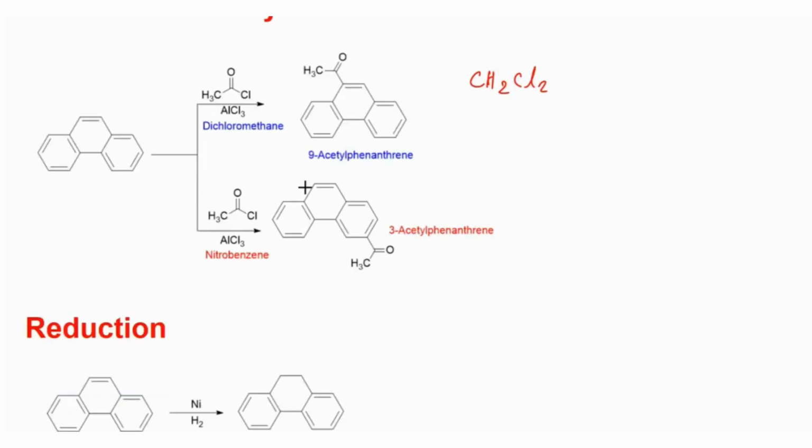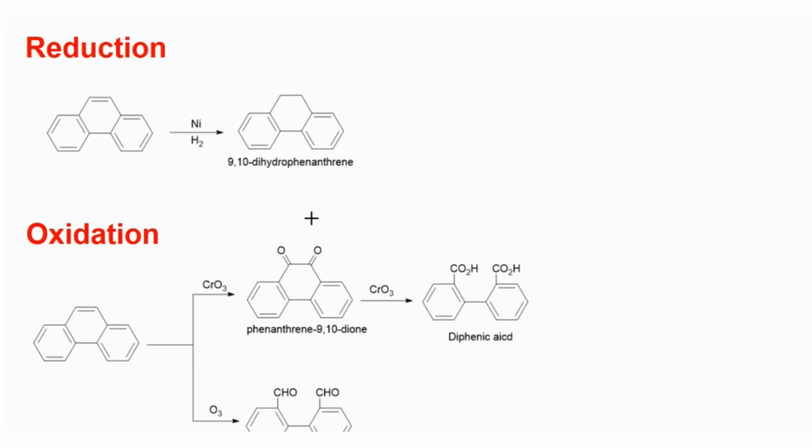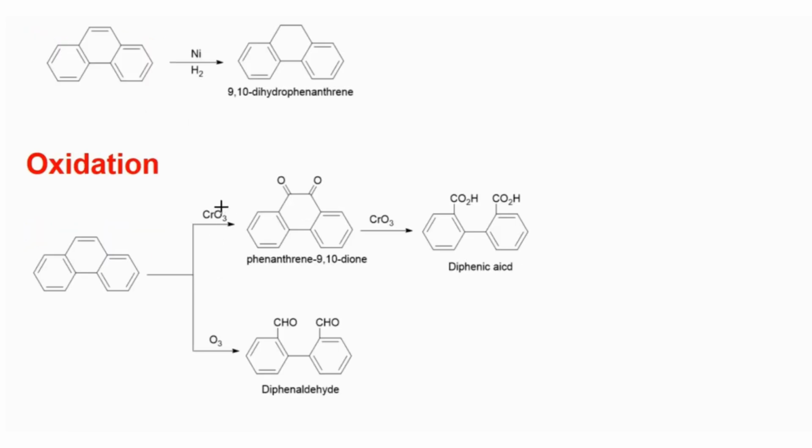Next, reduction. As you know, the double bond between the 9th and 10th positions behaves like an alkene. It can be easily reduced by hydrogenation, so it gives 9,10-dihydrophenanthrene. Now oxidation. If you do the oxidation with chromic oxide, first it forms phenanthrene-9,10-dione, and with further oxidation it gives diphenic acid. Here it cleaves between these two carbonyl carbons and forms a carboxylic acid on both phenyl rings. The product is called diphenic acid.